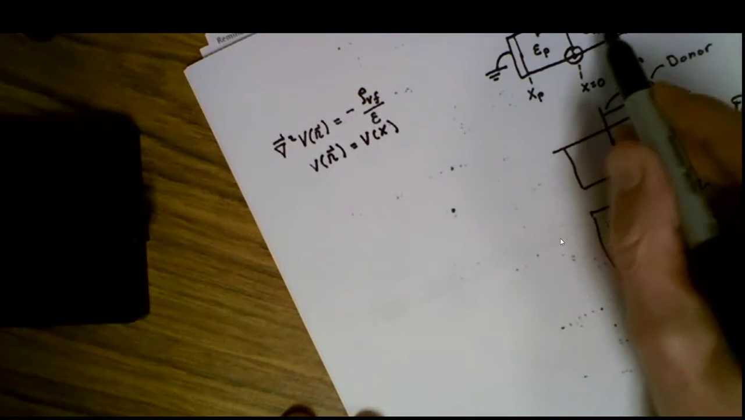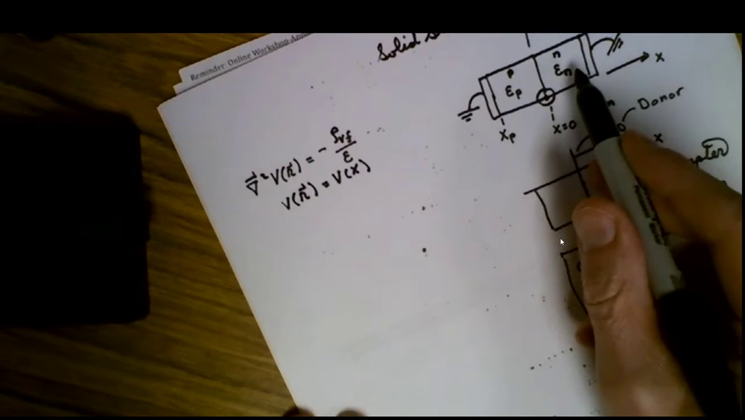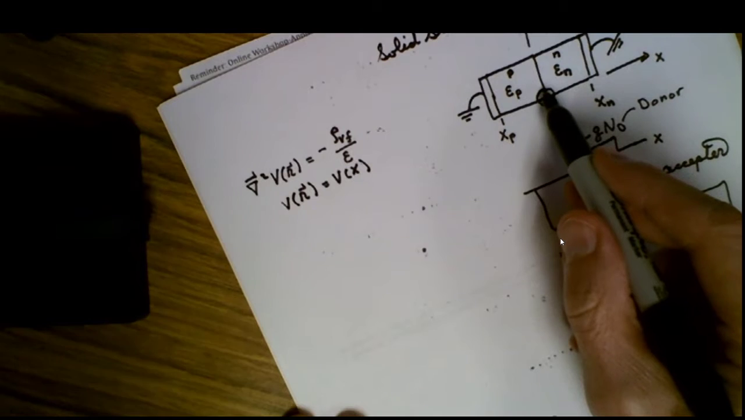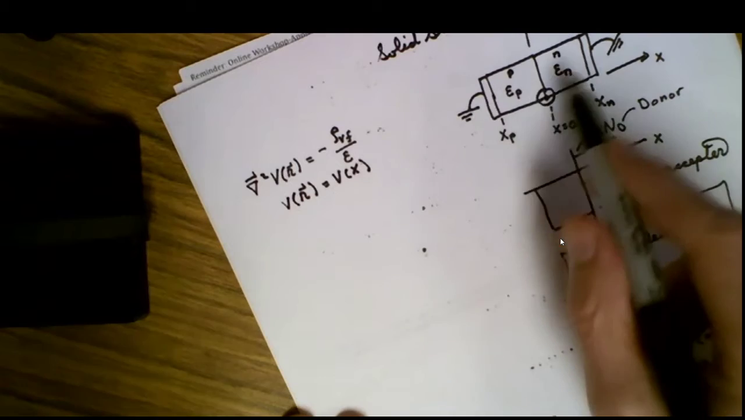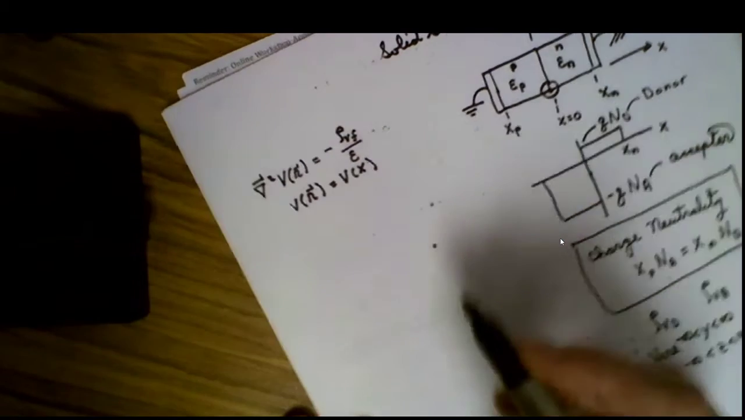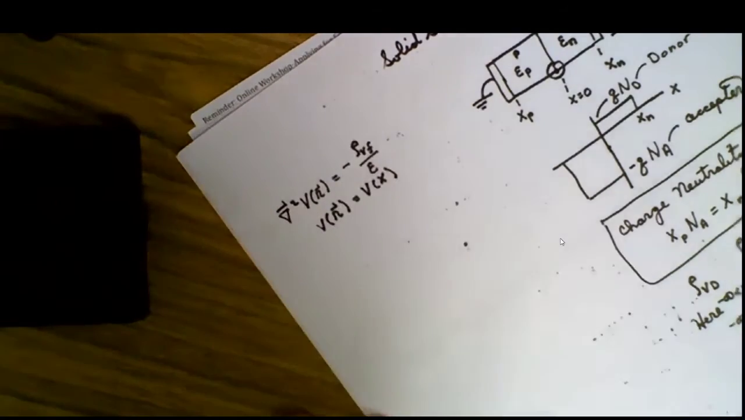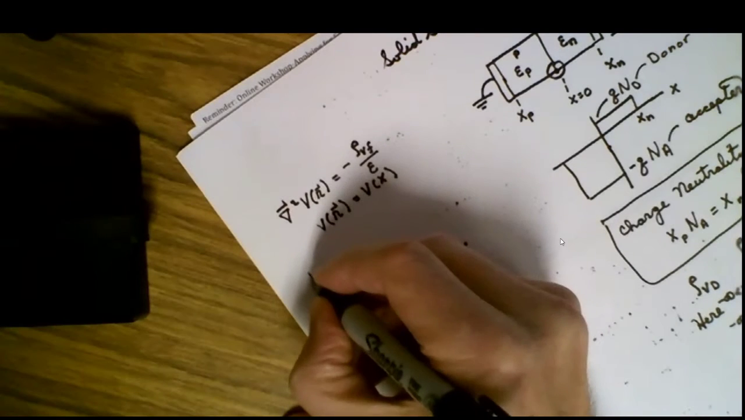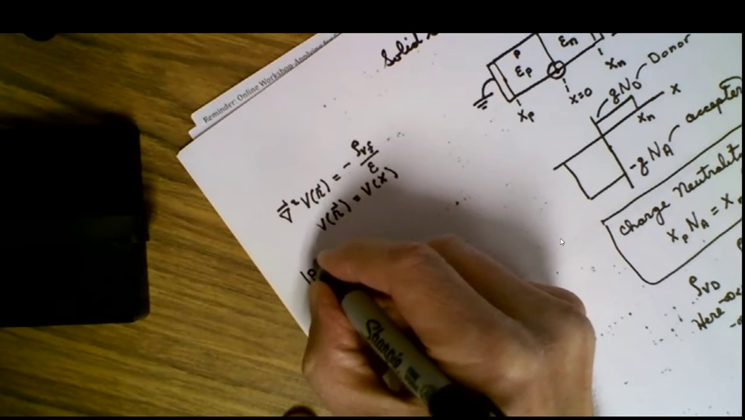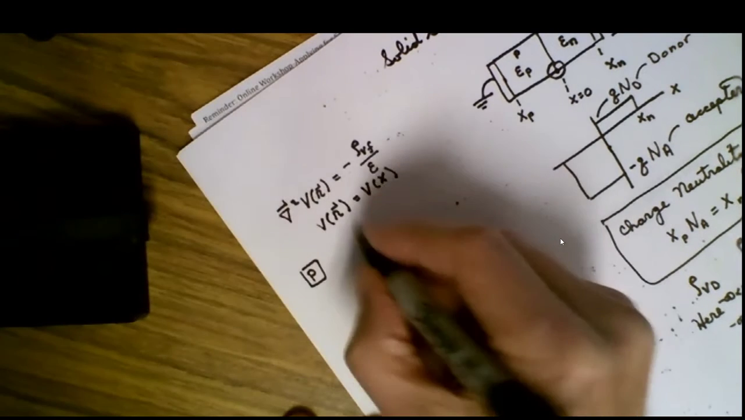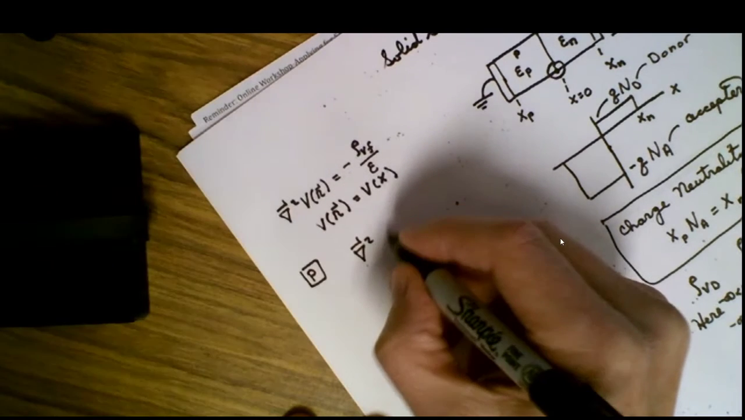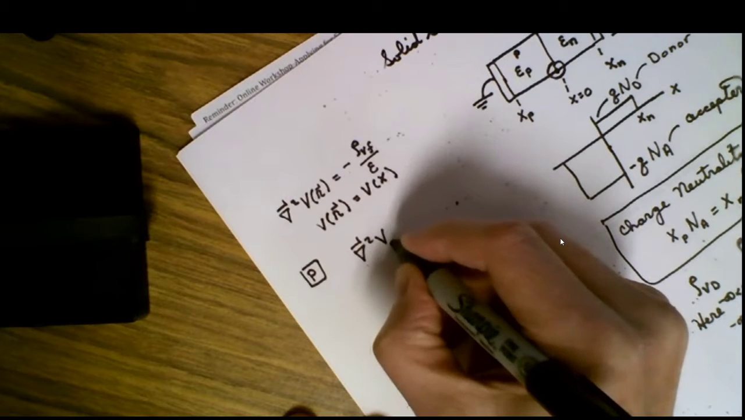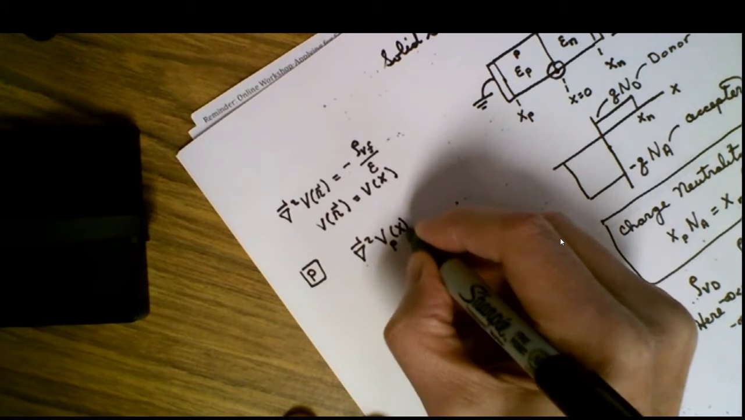Since the P region and the N region are different, we have a discontinuity at the interface, and hence we must solve Poisson's equation in both regions separately. So let's look at the P region first. And we observe that this is going to be the Laplacian operating on the potential V sub P, which is a function of position x.